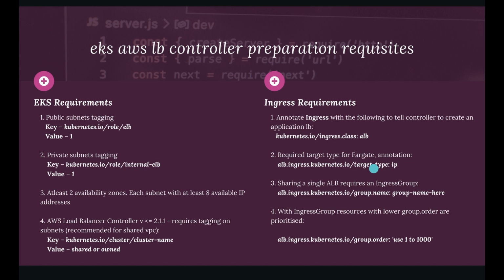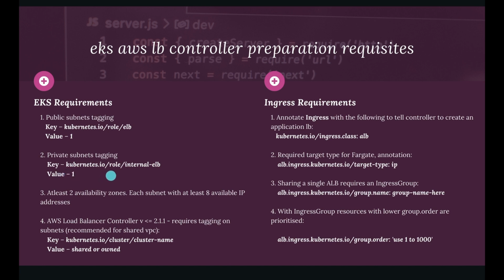So we have a few requirements for the EKS cluster. If we intend to run our load balancer in given public subnets, you need to tag the subnets with this key value. Then if you also need to run the load balancer in given private subnets, that is for internal load balancers, you will also need to use these tags. This is the key of the tag, and this is the value of the tag, which is 1.